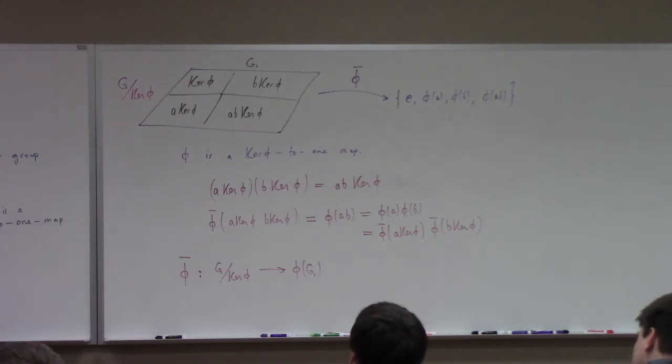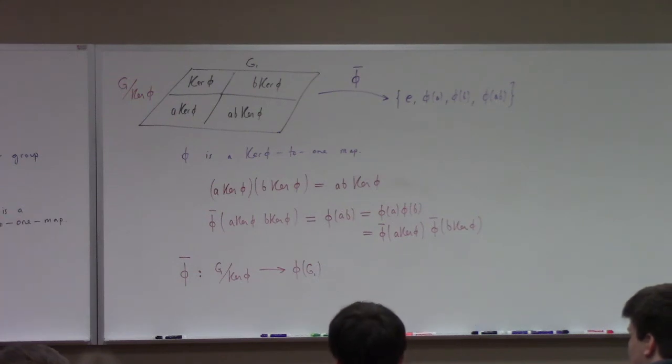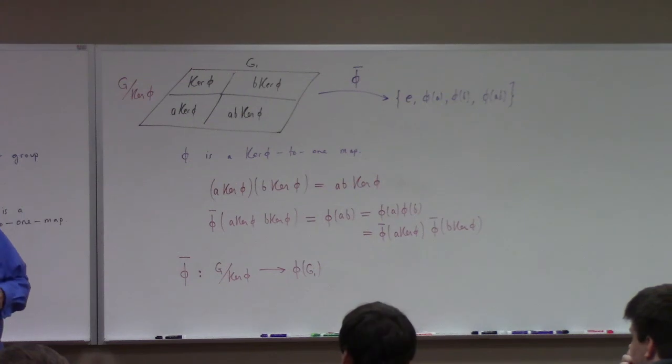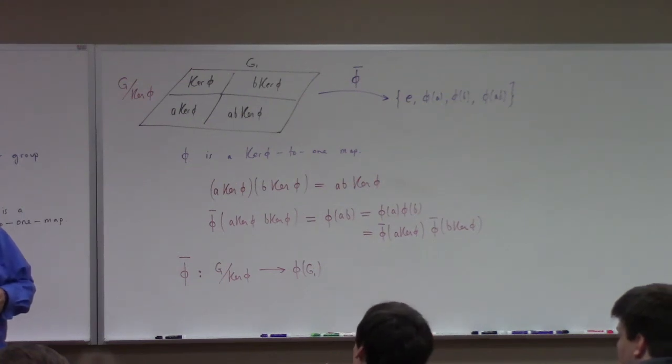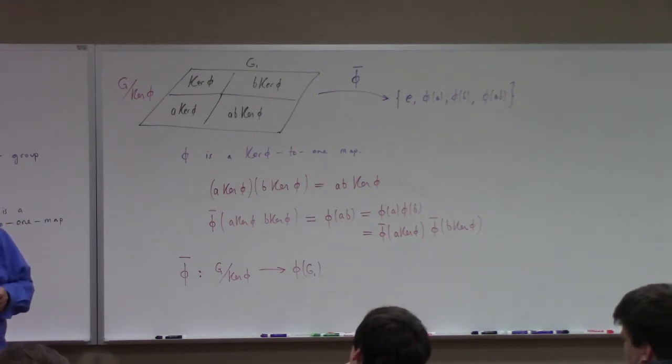Kind of blow your mind a little bit. What does this phi bar map to 0? The kernel of phi, right? Which is what? In the factor group, that's exactly the identity. So what you've just told me is that this phi bar has the kernel which is the identity, which is to say that phi bar is an isomorphism. That is the first isomorphism theorem.